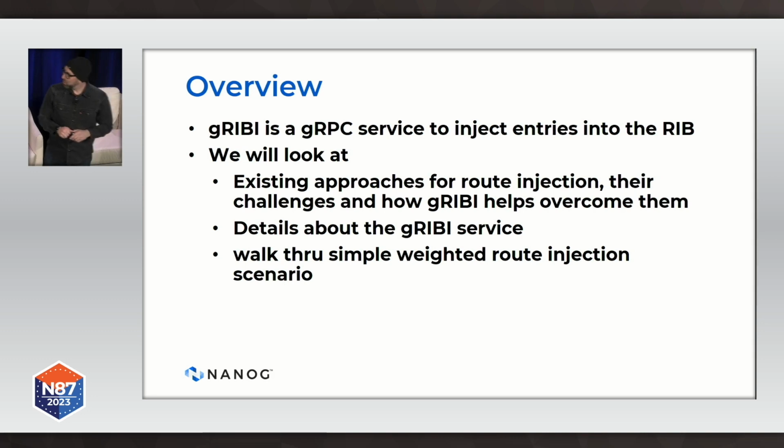So gRIBI, or gRIBI, the exact naming is something of a bit of dispute, but I'll roll with gRIBI for the moment. This is a new mechanism for injecting routes into the RIB. We're going to talk a little bit about the existing approaches for injecting routes into the RIB and how gRIBI addresses some of this. We're going to talk about the gRIBI service itself and then walk through a simple example of a weighted route injection.